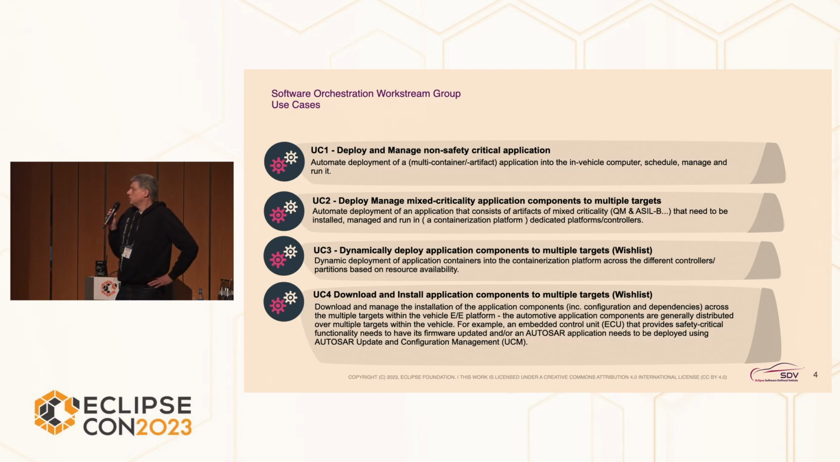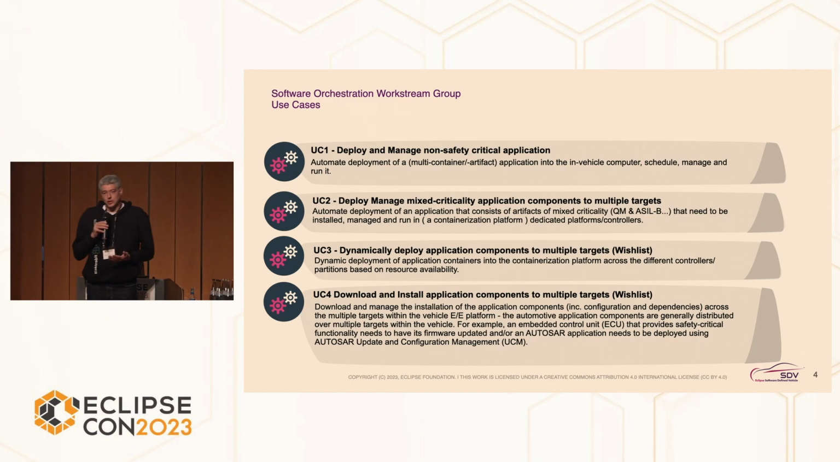The third one is to dynamically deploy application components to multiple targets. And the last one is to download and install applications to multiple targets, where the targets consist not only of a homogeneous kind, but also, in a typical EE architecture in the vehicle, we have different kinds of ECUs. We have embedded ECUs, we have HPCs, and we have AUTOSAR update and configuration management, so a lot of standards. The last one is also to cover those use cases.